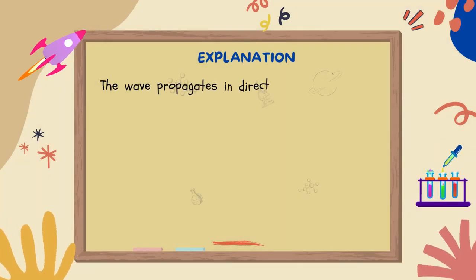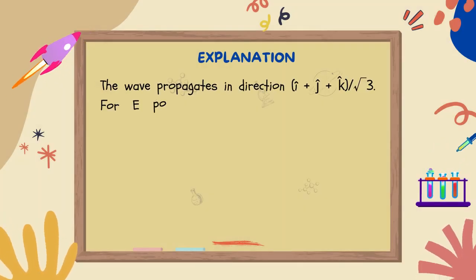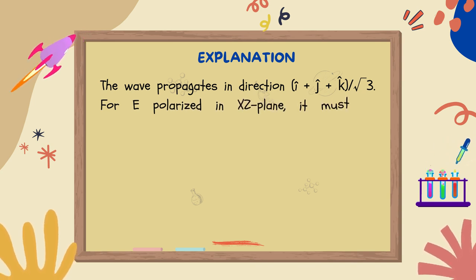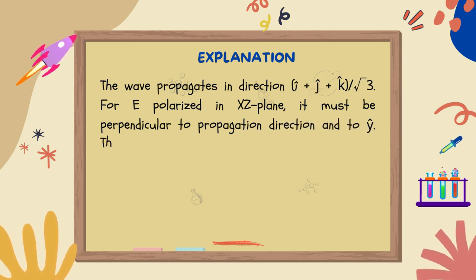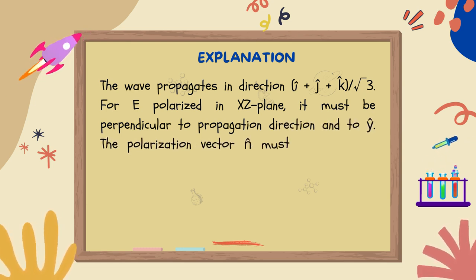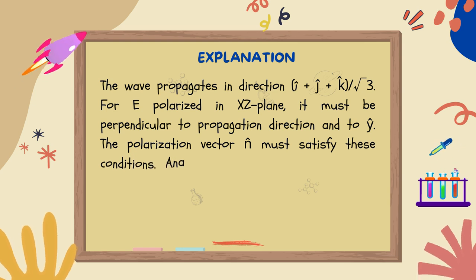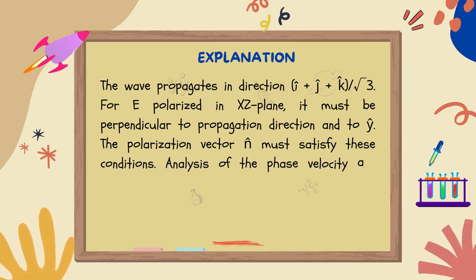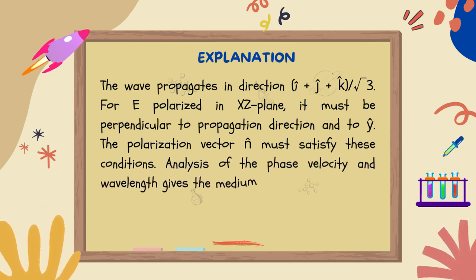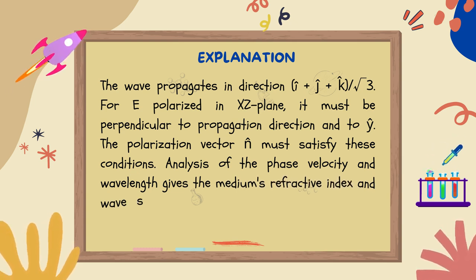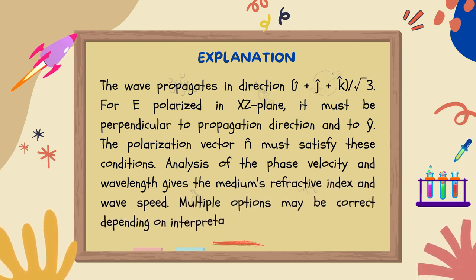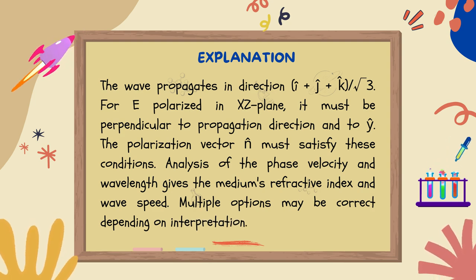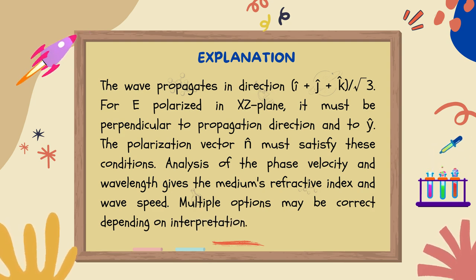Explanation: the wave propagates in direction i hat plus j hat plus k hat divided by square root of 3. For E polarized in XZ plane, it must be perpendicular to propagation direction and to y hat. The polarization vector n hat must satisfy these conditions. Analysis of the phase velocity and wavelength gives the medium's refractive index and wave speed. Multiple options may be correct depending on interpretation.